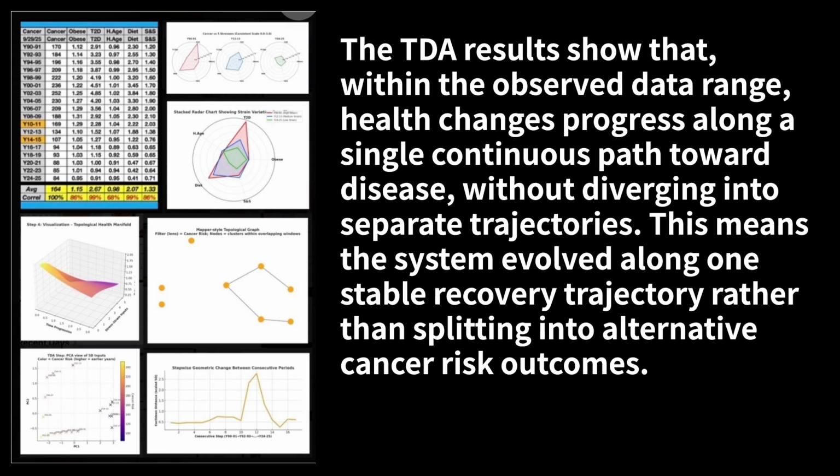The TDA results show that, within the observed data range, health changes progress along a single continuous path toward disease, without diverging into separate trajectories. This means the system evolved along one stable recovery trajectory, rather than splitting into alternative cancer risk outcomes.